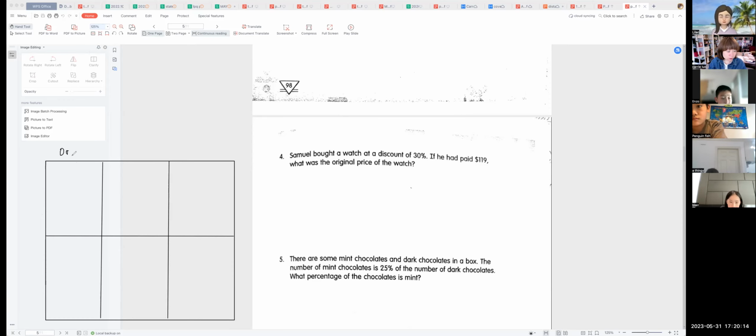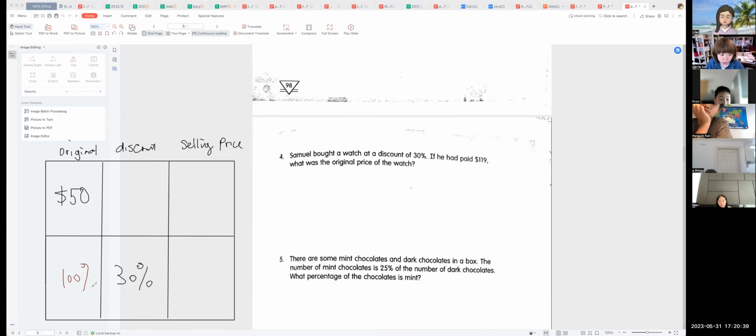So this one will be the original price. And this one will be the discount. And this one will be the selling price. Okay, everybody? So like that. So like I said, the original is $50 and the discount percentage is 30%. And everybody, I don't care how much the original price is, okay? It always represents 100% because nothing has been decreased. Potato, understand? Okay, so if the original is 100% and you discounted 30%, what is the percentage that has been left?